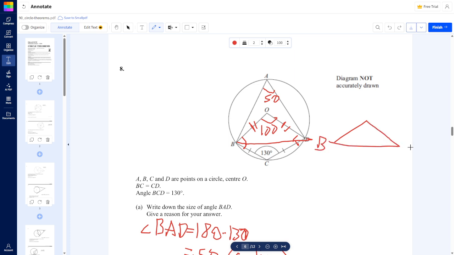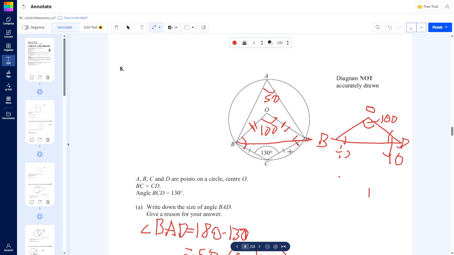B, D, O. This is 100 degrees. And since these two are the same, we can just do 180 minus 100 to get 80, which means these two together must equal 80. And we just divide by 2 because they're the same. So we get 40 for each one. So these two are 40.